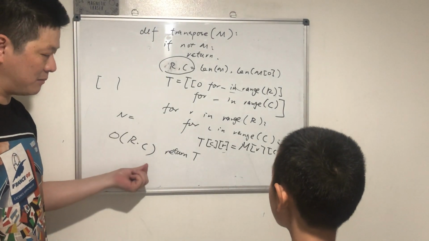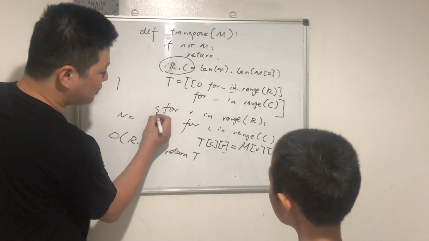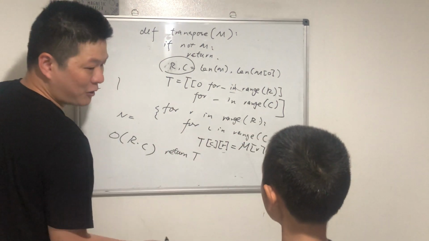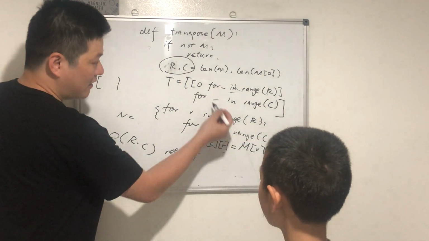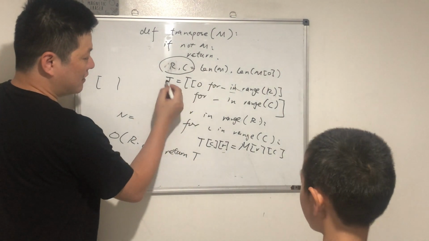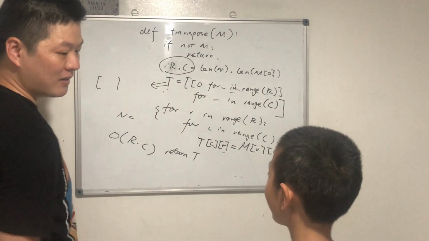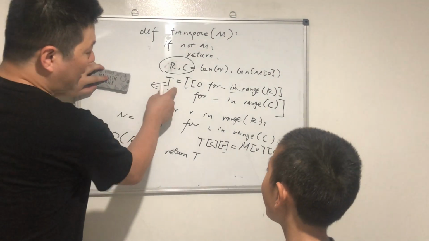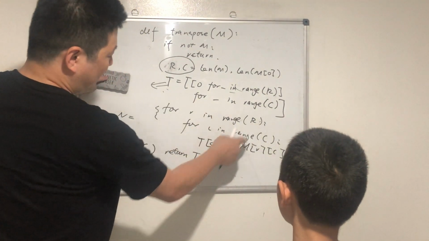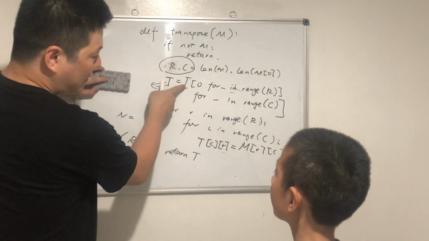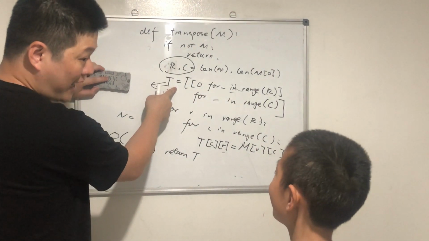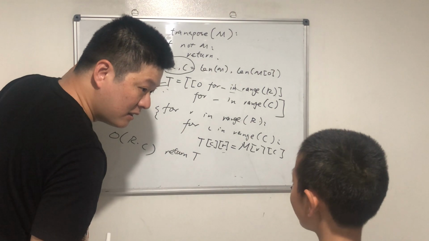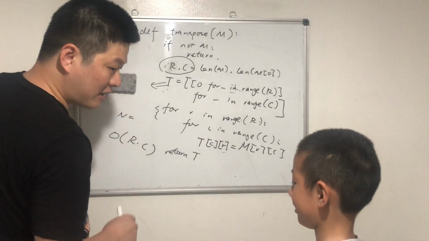R rows, C columns. That's very obvious, R and C. Why do you say O(1)? The space complexity here is creating a new matrix. You said time complexity. Yeah, this is time complexity, and then space complexity here, right? We are allocating the space for the new matrix. Makes sense? Okay, got it.